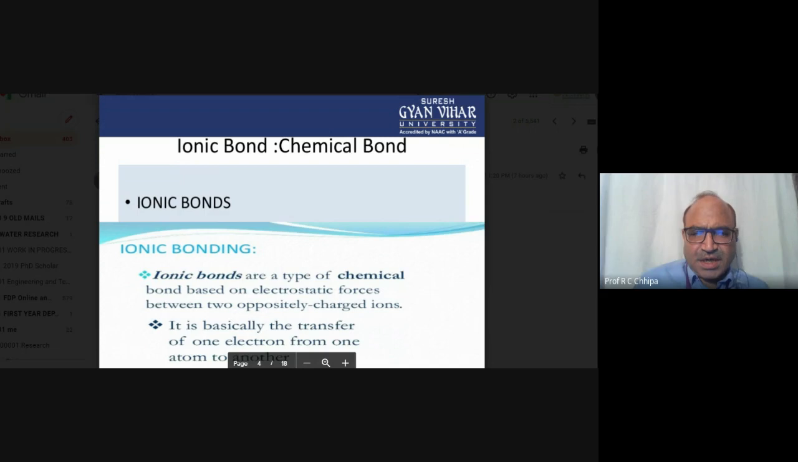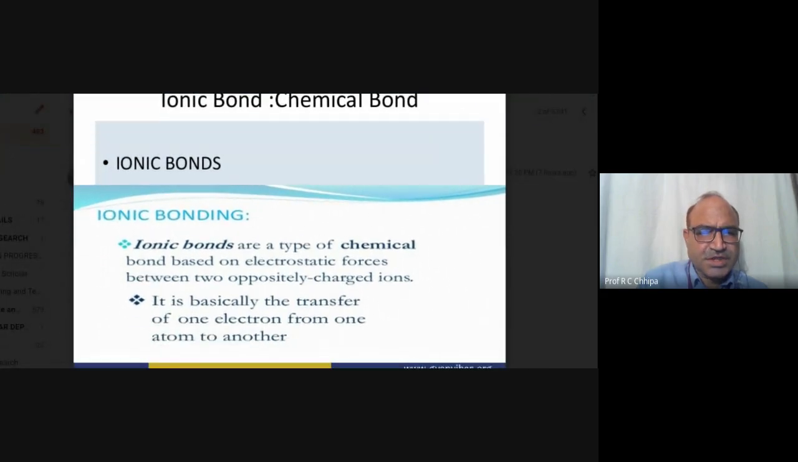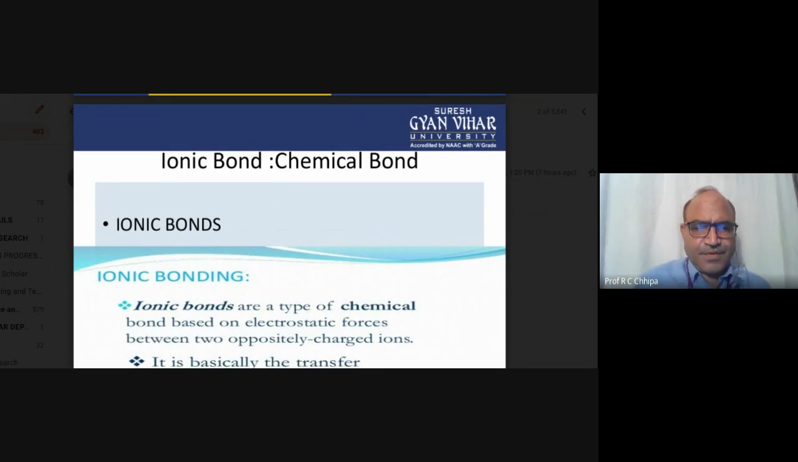Ionic bonds are a type of chemical bond based on the electrostatic forces between two oppositely charged ions. So here is how a cation is formed. Going back to the periodic table, from left to right, we see the alkali metals arranged on the left side, and then the p block elements arranged on the right side. This is a very specific arrangement of the elements.